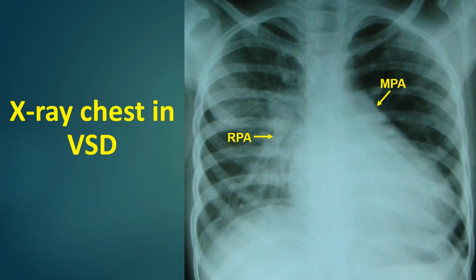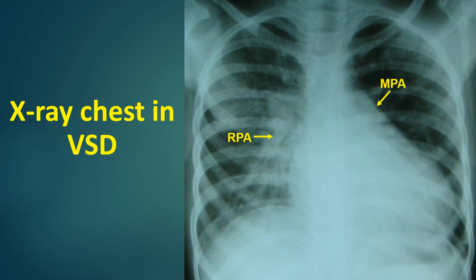X-ray chest of a child with VSD left-to-right shunt and hyperdynamic pulmonary hypertension. There is cardiomegaly, prominent main pulmonary artery segment and right pulmonary artery. Enlarged left pulmonary artery shadow is seen below the left cardiac border within the cardiac silhouette. The enhanced vascular markings are visible on the right side, whereas it is obscured by the cardiac shadow on the left side.